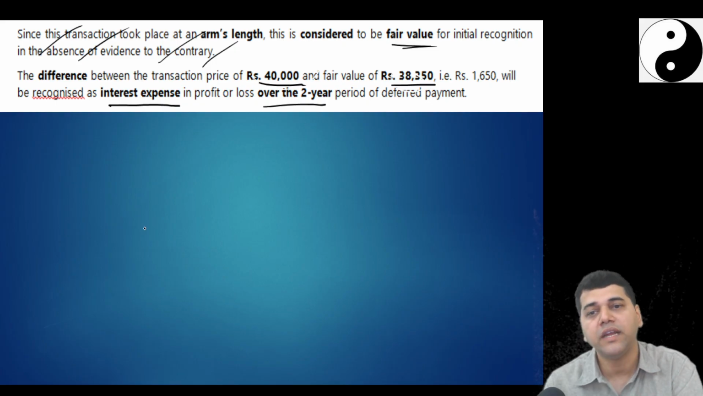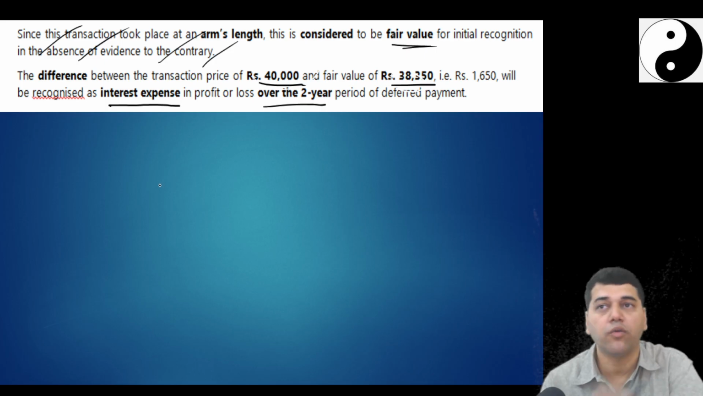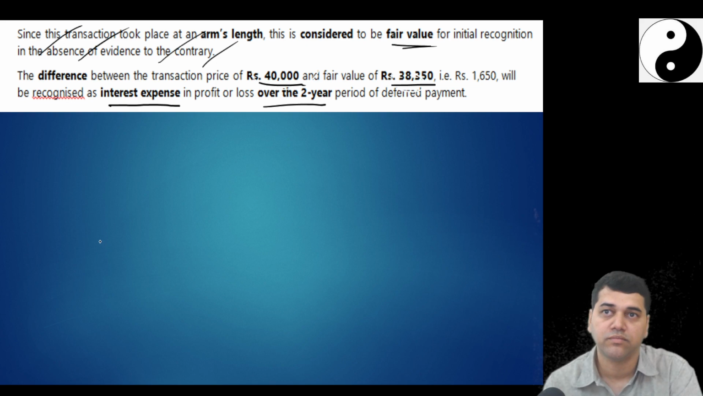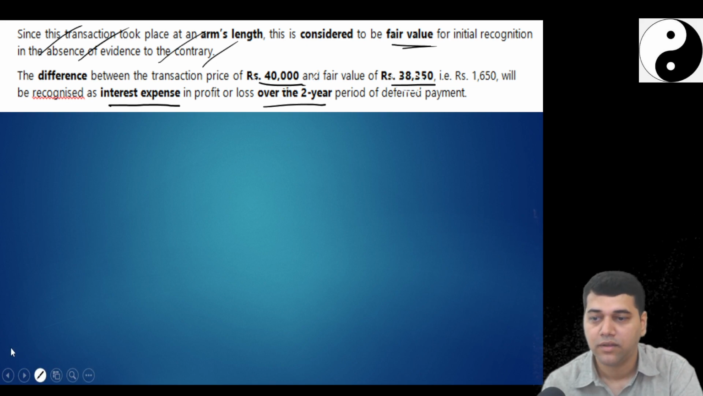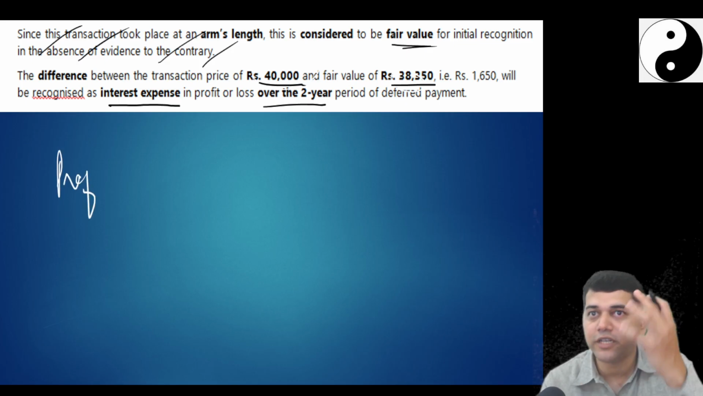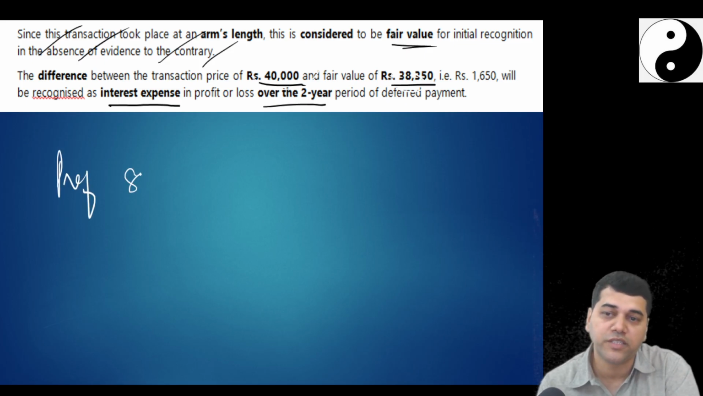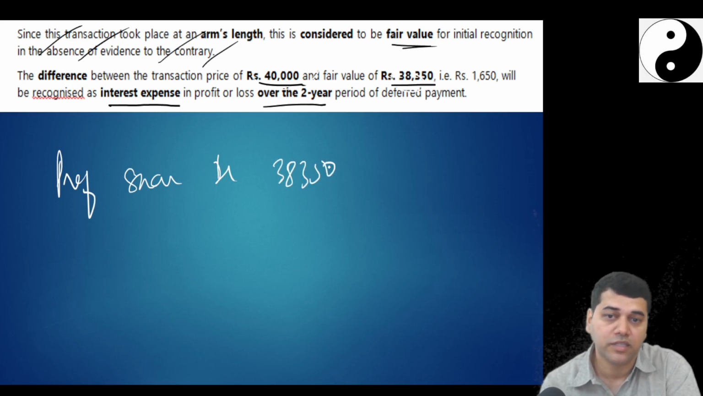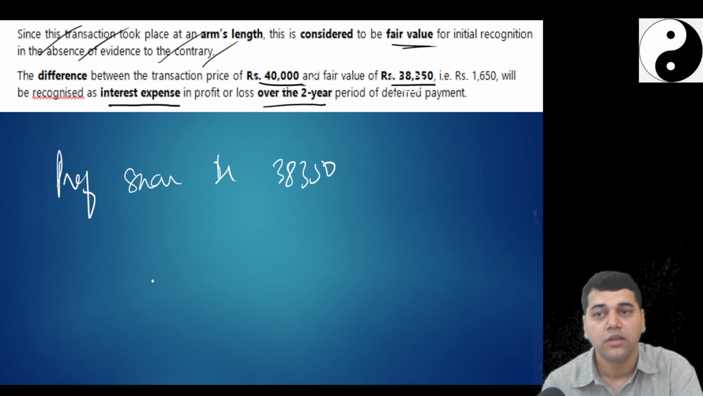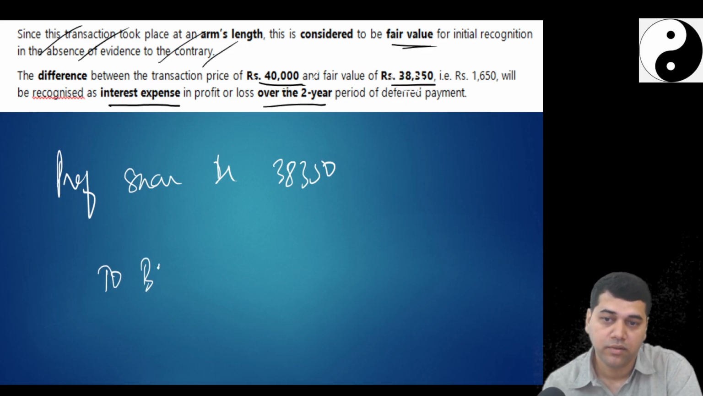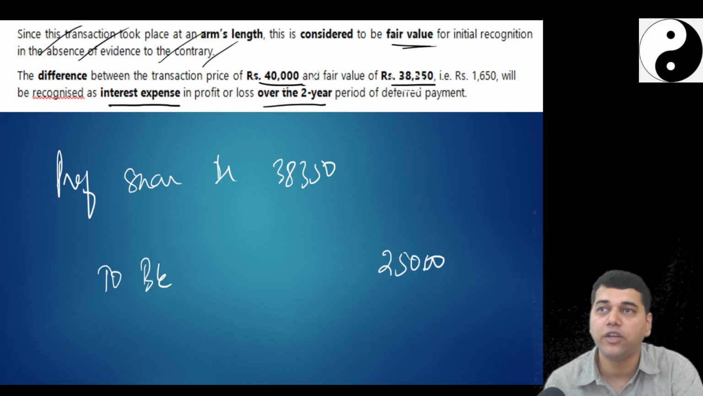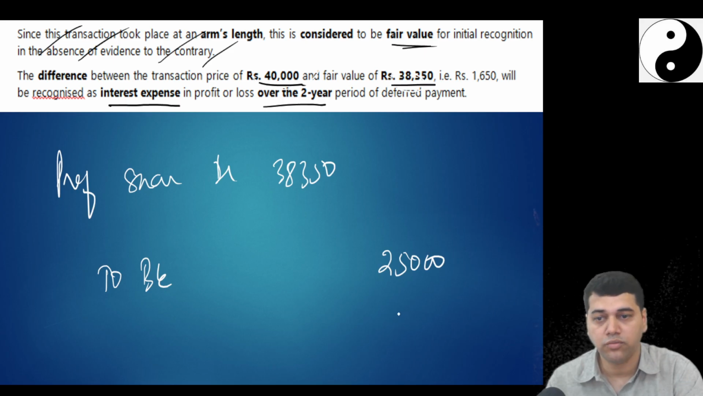Alternatively, we can treat it like, okay, what is the accounting entry? Let us try to figure out the accounting entry. What accounting entry I would have passed? Preference, because accounting entry should give us more clarity. What is preference shares? How much? 38,350, because it should be recorded at a fair value. Okay. To what? Bank, how much? I'm paying only 25,000.